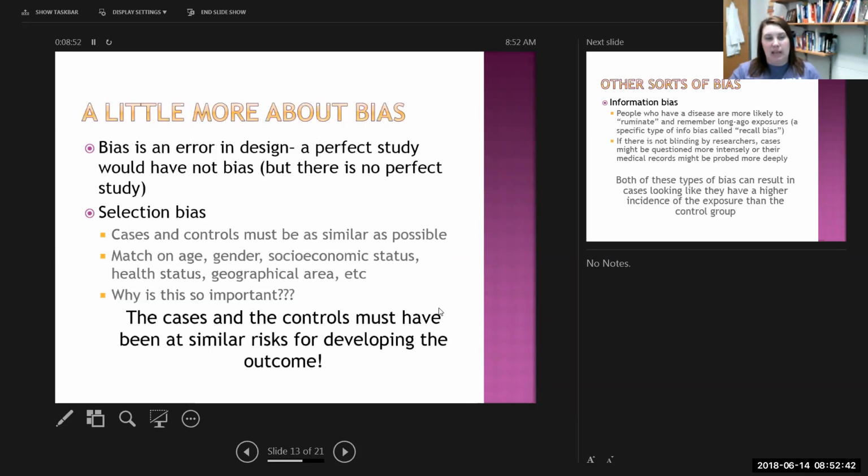Again, bias is an error in your design. A perfect study would not have bias, but even in the best of controlled settings, it's almost impossible to have a perfect study. Selection bias can happen in the cases and controls that we choose to look at. Are we matching people as closely as possible with age, gender, socioeconomics, health, geographical status? And why is this so important for us, that our groups are as similar as possible?